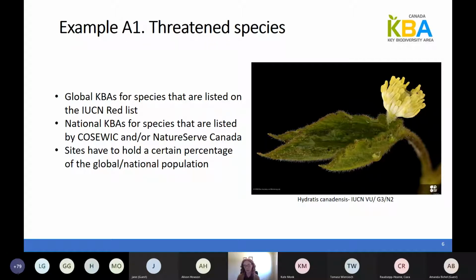These KBA sites have to hold a certain percentage of either the global or the national population, depending on whether it's a global or national KBA. And we use stringent criteria and thresholds to see if these sites have enough of the population to trigger a KBA. So just because a site does have a species at risk on it, it doesn't necessarily mean it's a KBA, and we have to do these threshold tests first to decide.